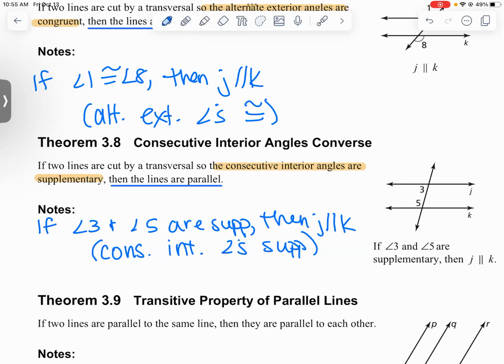What do you think we're going to eventually do with this? Proofs again? Bingo. These proofs are so much easier to write though, because of these theorems that we're talking about right here. Honestly, these are some of the easier proofs.